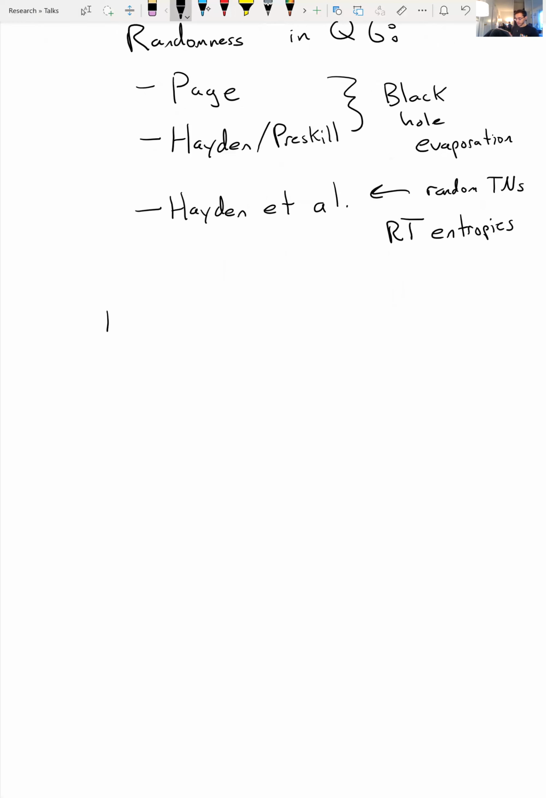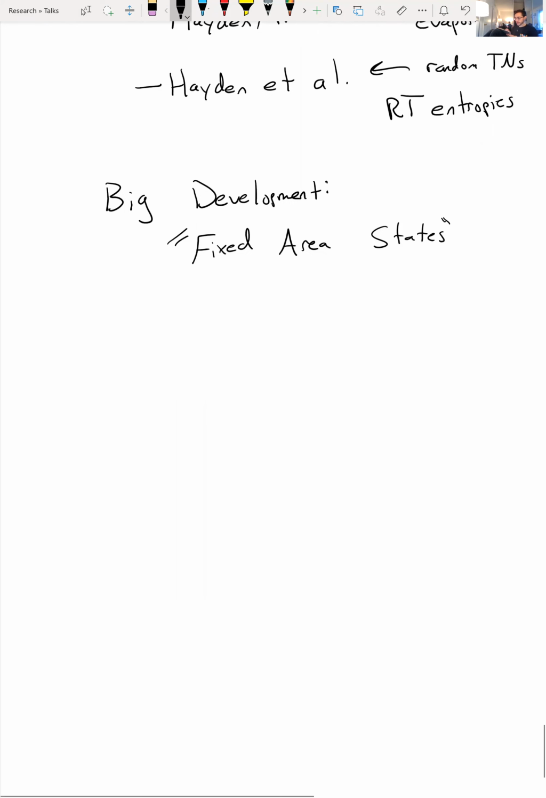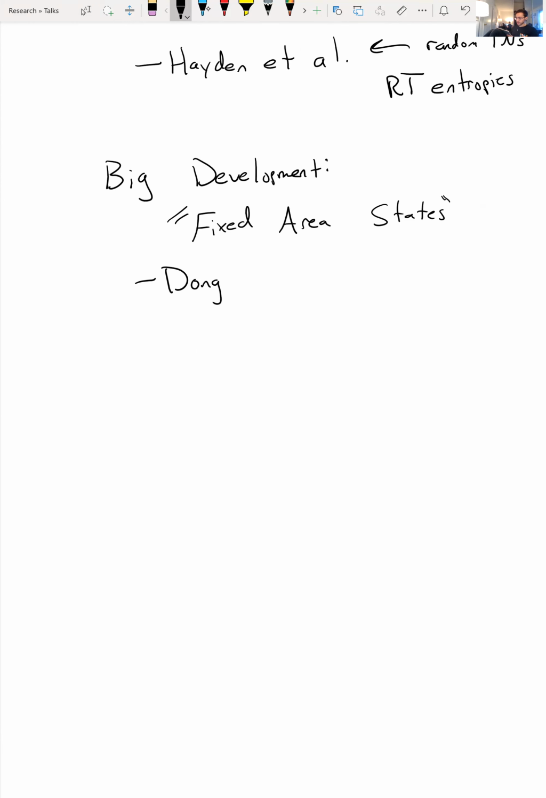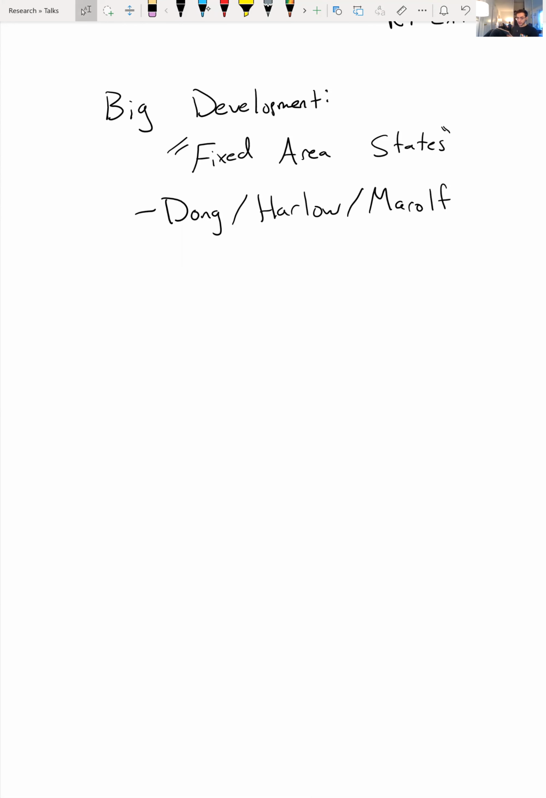And one of the big reasons that they're promising is because of a recent development that came about a year ago, using this idea of fixed area states. Fixed area states were introduced by two sets of authors at the same time. The one set of authors, whose perspective is the one that I think is most common now, is Xi Dong, Daniel Harlow, and Don Marolf. But at the same time, Chris Akers and Pratik Rath considered some very similar ideas in quantum error correction that I think come with their own quite interesting intuition.